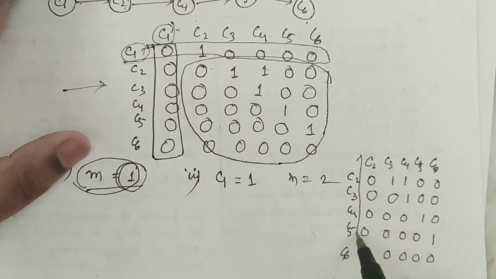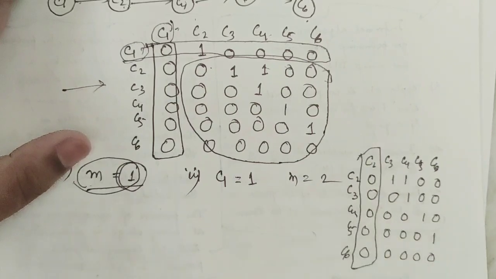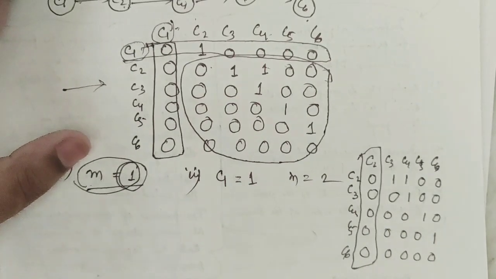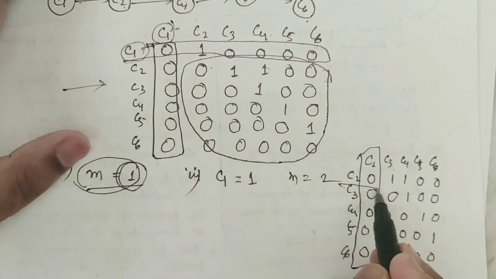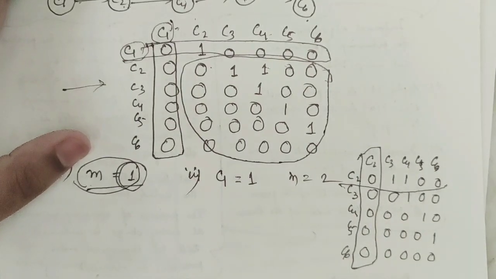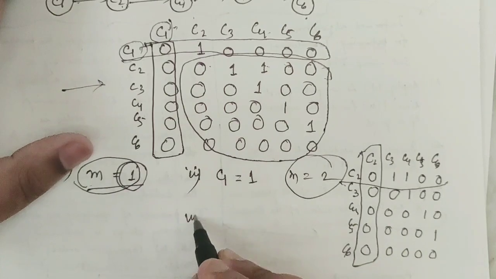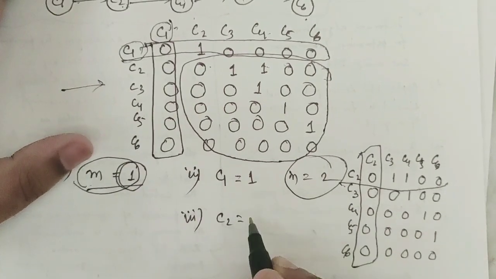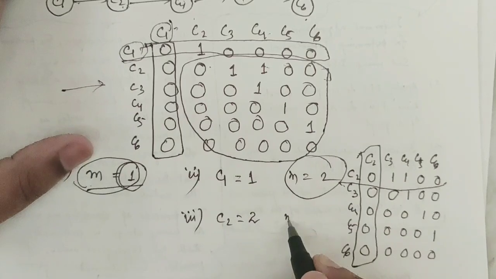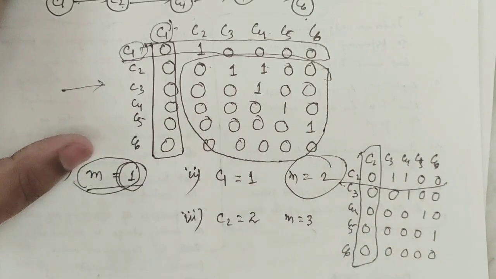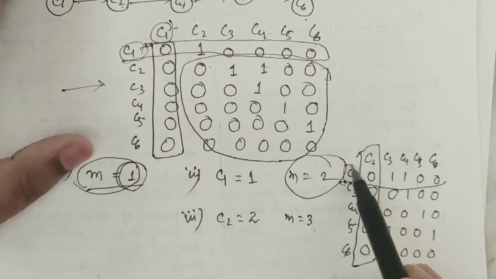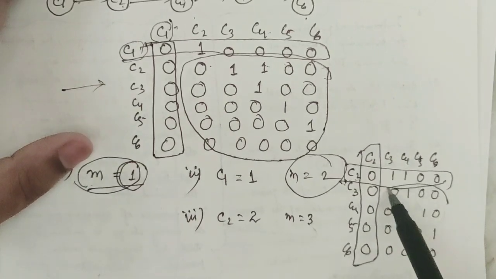Fantastic. We have identified another column, C2. All entries are 0. So as all entries are 0, you have to delete column C2 as well as row C2 and assign the number, that is the increased number m, to C2. So C2 takes the value of m, which is 2. After that m is m plus 1, that is 3. So this part is completely removed. So you have to take the remaining.